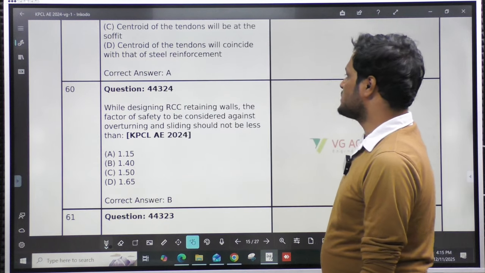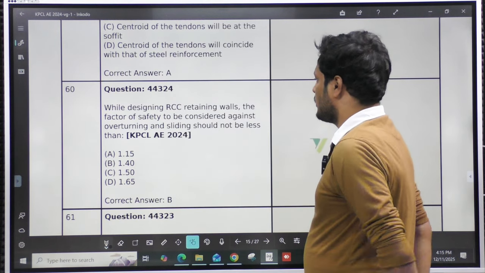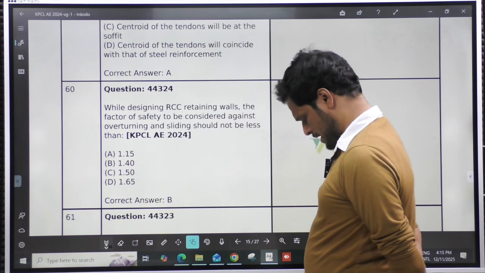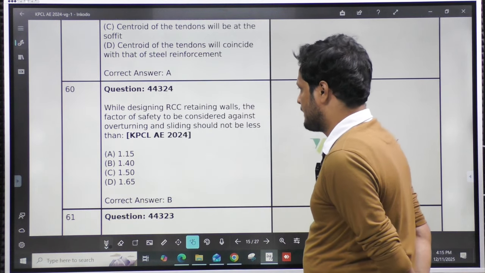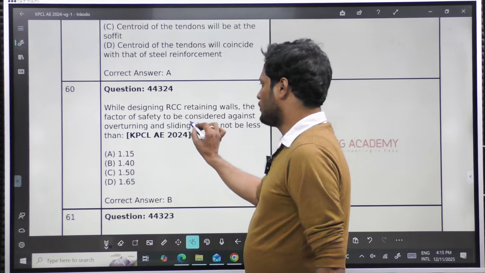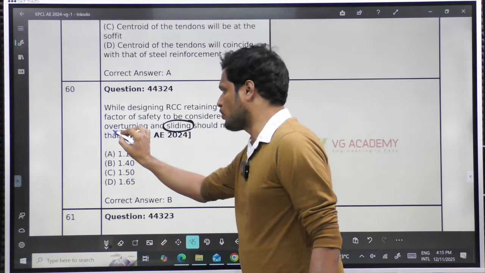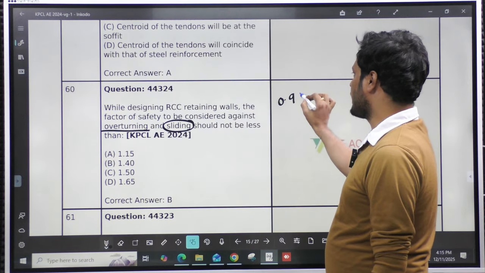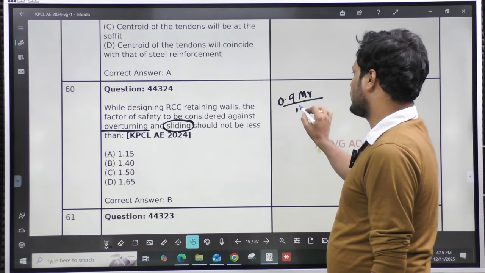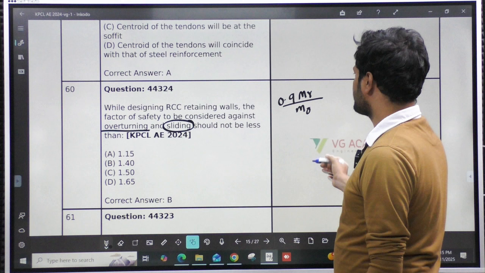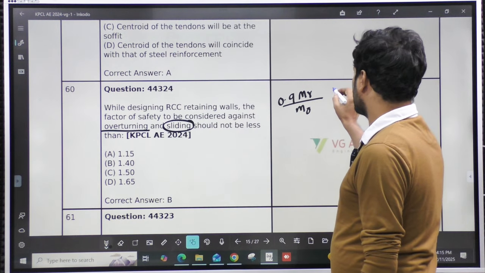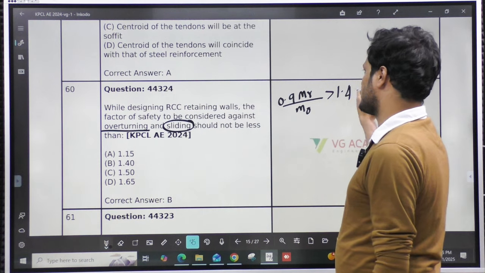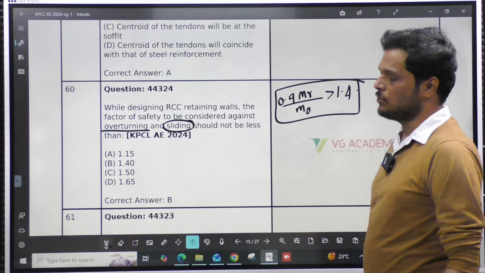While designing the RCC retaining wall, the factor of safety to be considered against overturning and sliding should not be less than what? So the question is not correct, as it is not specifying sliding. For overturning we can take 1.4, it is 0.9 times the resisting moment divided by the overturning moment, which should be greater than 1.4. This is the rule we have with respect to overturning.